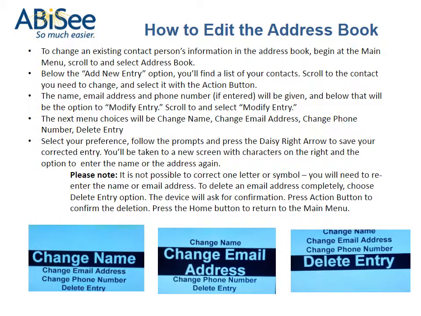The name, email address and phone number, if entered, will be given, and below that will be the option to modify entry. Scroll to and select Modify Entry. The next menu choices will be Change Name, Change Email Address, Change Phone Number, Delete Entry. Select your preference, follow the prompts and press the daisy right arrow to save your corrected entry.